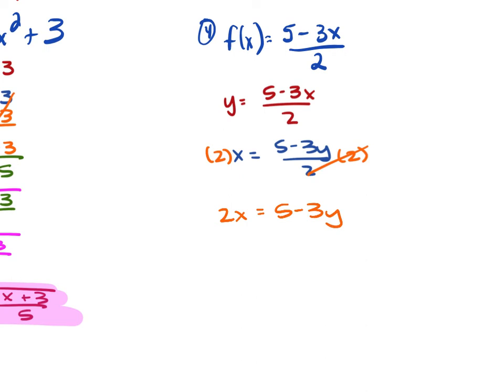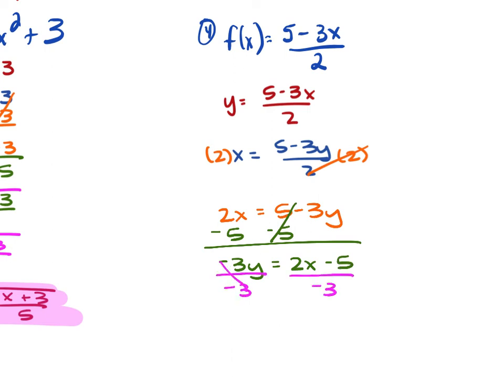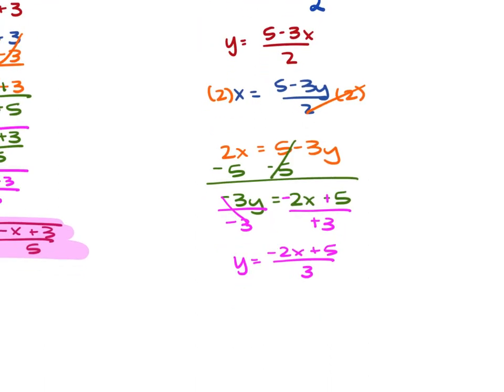I'm getting the y by itself, so we're going to subtract the 5 from each side. We have negative 3y is equal to 2x minus 5. And then we're going to divide each side by that negative 3. Again, I don't care for the negative to be in the denominator, so I'm going to change the sign on each of those terms at the same time. So I have y is equal to negative 2x plus 5 all over 3. I rewrite this as f to the negative 1 of x to represent this as the inverse. And I have f to the negative 1 of x is equal to negative 2x plus 5 over 3.